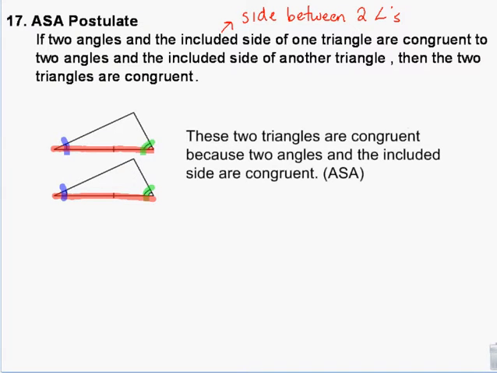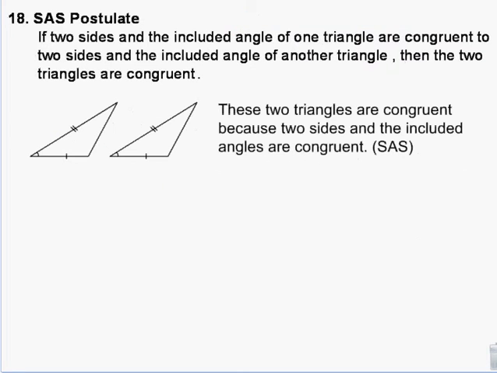So that's the second one. And then you have side, angle, side, which is just like angle, side, angle, but reverse. You have 2 sides and the angle between them. So I have this side congruent to that side, and then I have an angle and then a side. Again, as you travel around the triangle, you can go clockwise or counterclockwise, it doesn't matter. I'm going to get side, angle, side, and they're going to match.